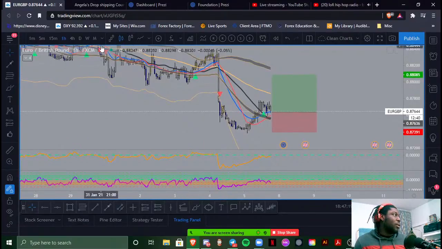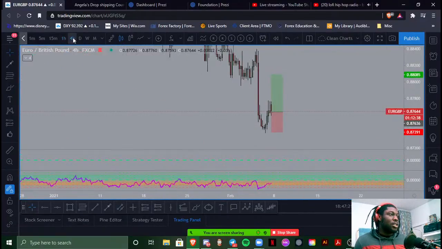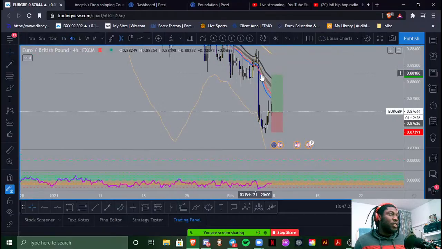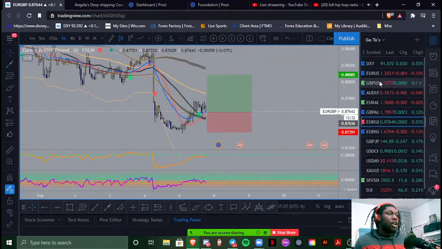This looks nice to me though. 4-hour time frame, let's see. Oh yeah, if I could reject off of that and continue, that's cash. Alright, let's see what EG does. Let's see what EG does for us.